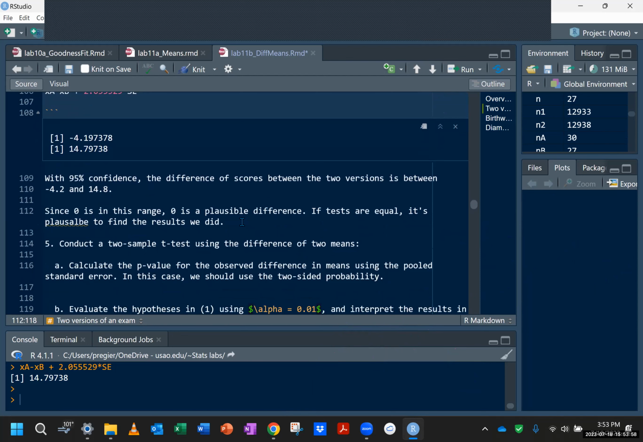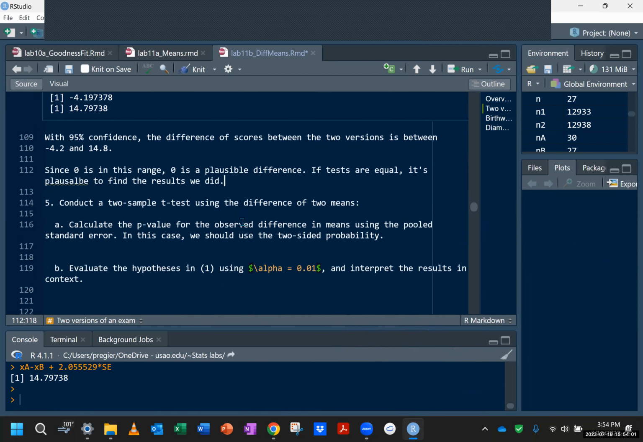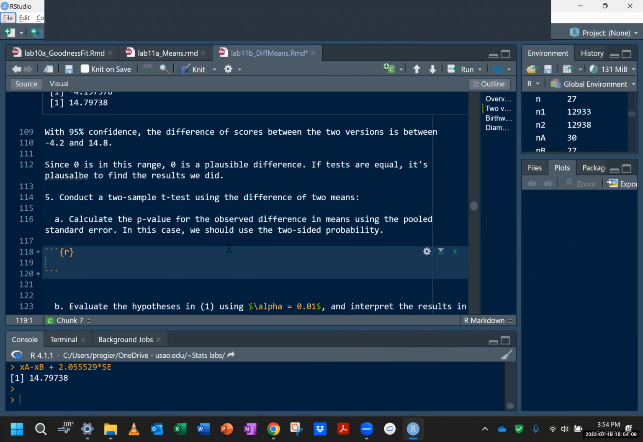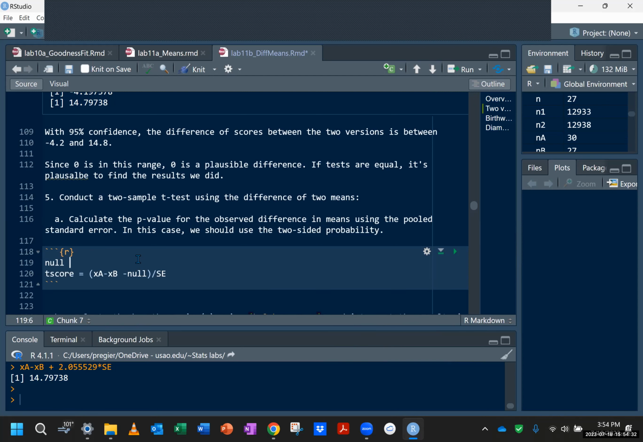Now we can repeat the same analysis using the p-value. It'll be a very similar process. We're going to calculate the p-value using our standard error. Our t-score from before, instead of x minus the null over SE, will be XA minus XB minus the null. And our null, for most cases, will be 0, because we want to know, is there 0 difference? So that's our t-score.